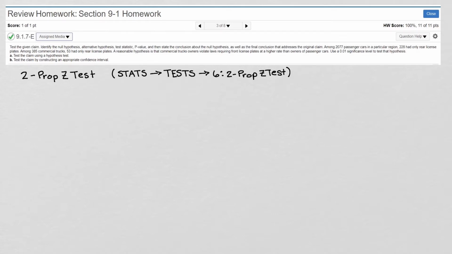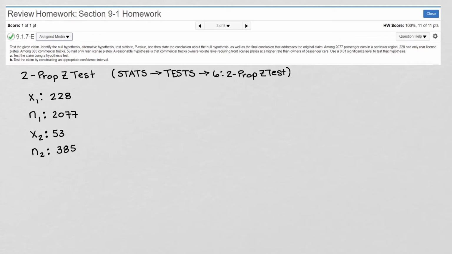Okay, so once you're there, we're going to put in for x1 the number of cars that violate the law, or the passenger cars, and N1 is the total number of passenger cars in the study, which was 2,077. The number of commercial trucks who violate the laws are 53. And the total number of trucks in the study is 385.